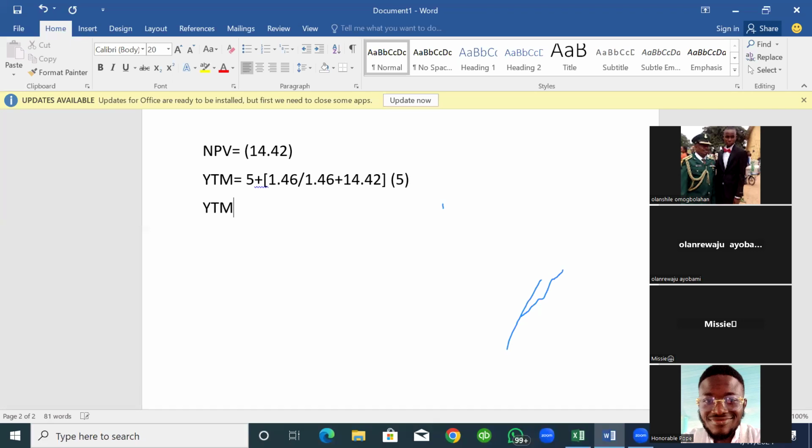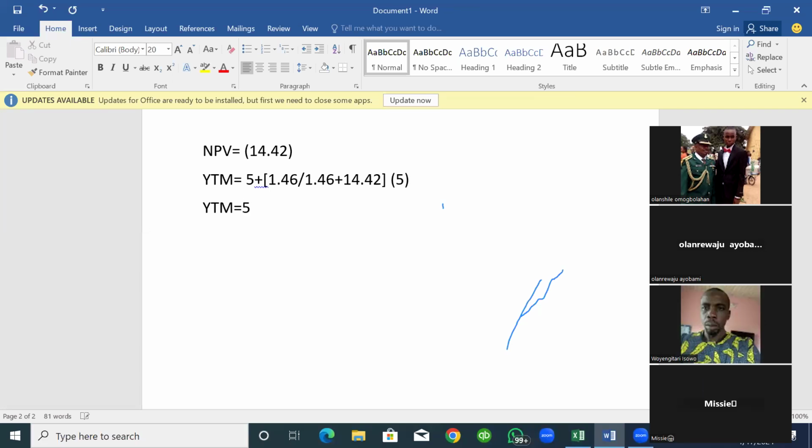So yield to maturity equals, this was my answer, 5.5%. Let's use one decimal place. 5.5%. That's our yield to maturity. If you can do this question like this, this 5.5%, this is already 20 marks. That is all they asked you to do.